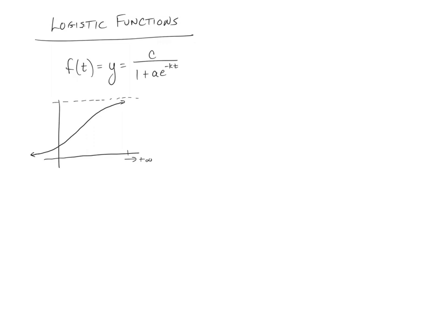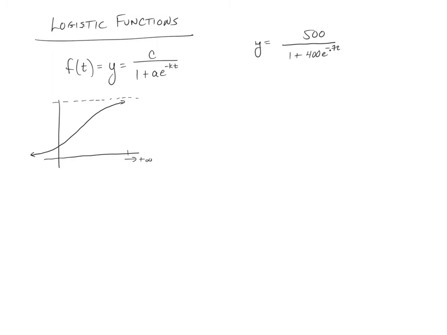Now, the template for these things looks a little intimidating with this c over 1 plus a times e to the negative kt. It's not that bad. The real main thing you need to know is this numerator, this c value, is the limit to growth. So if you see a function such as y equals 500, for example, over 1 plus, let's say, 400 e to the negative, let's say 0.7 t.